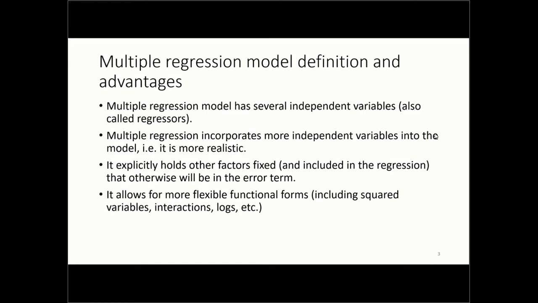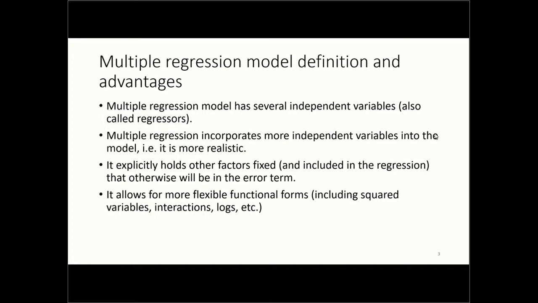So what is the multiple regression model? That's a regression model that has several independent variables, 2 or more. They're also called regressors. The advantage of multiple regression is that it incorporates more independent variables into the model. Unlike the simple regression model that only has one independent variable, this has 2 or more. So it is a more realistic representation of the real world. It explicitly holds other factors fixed.